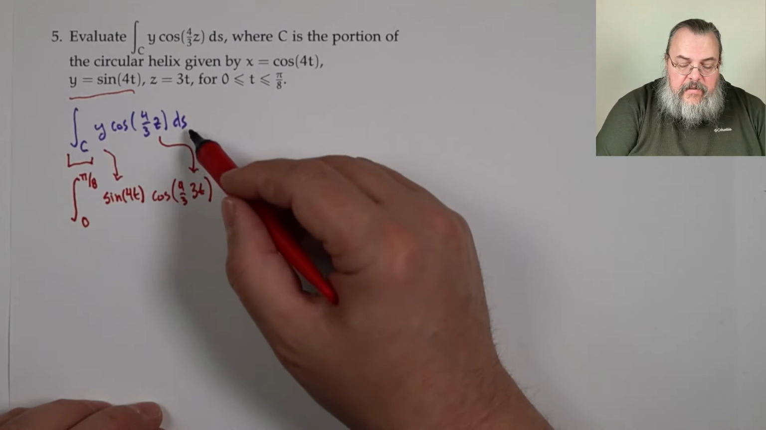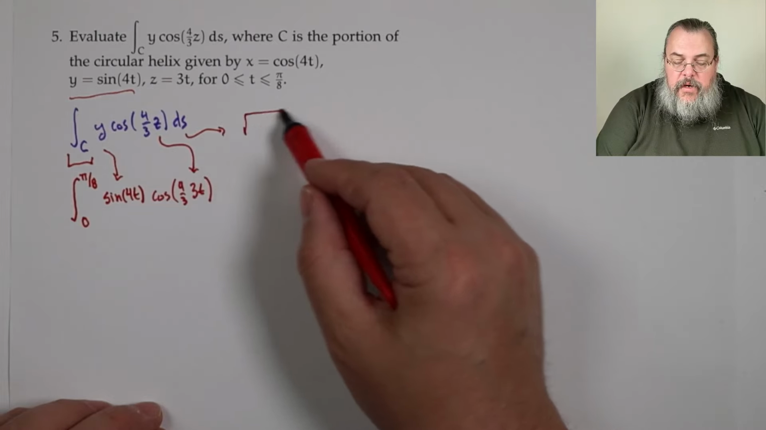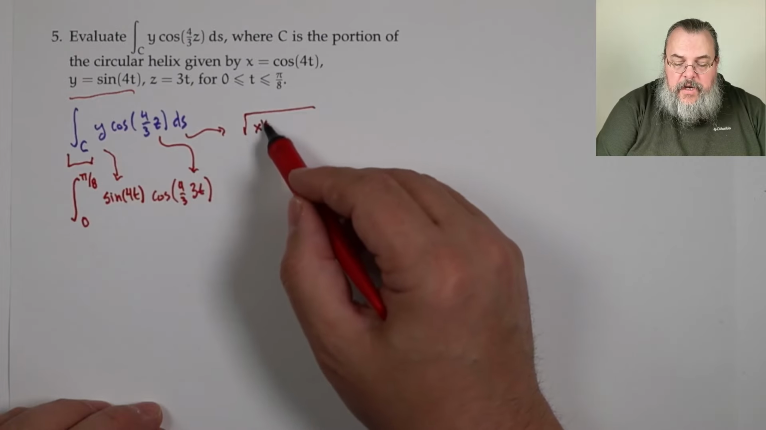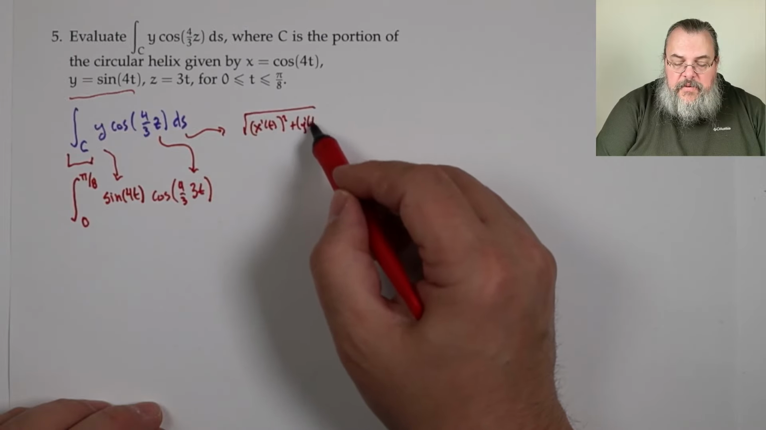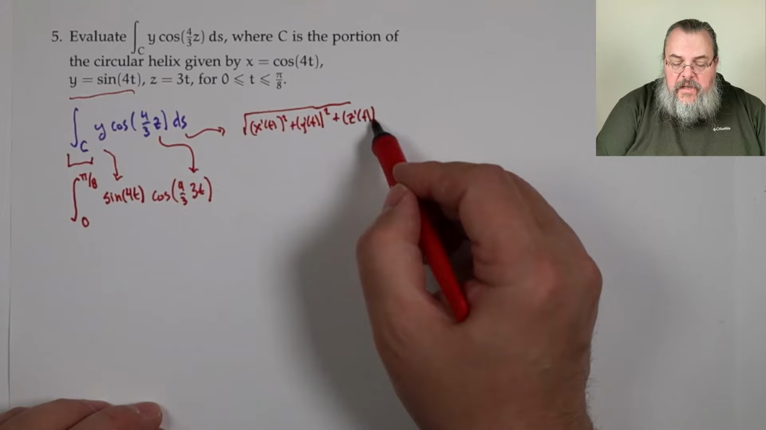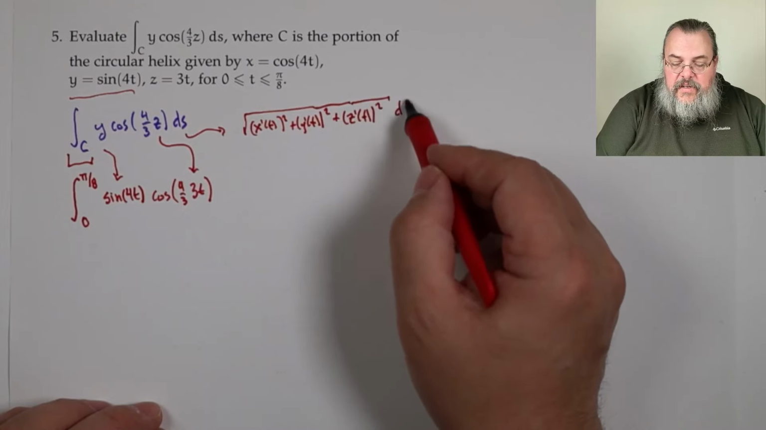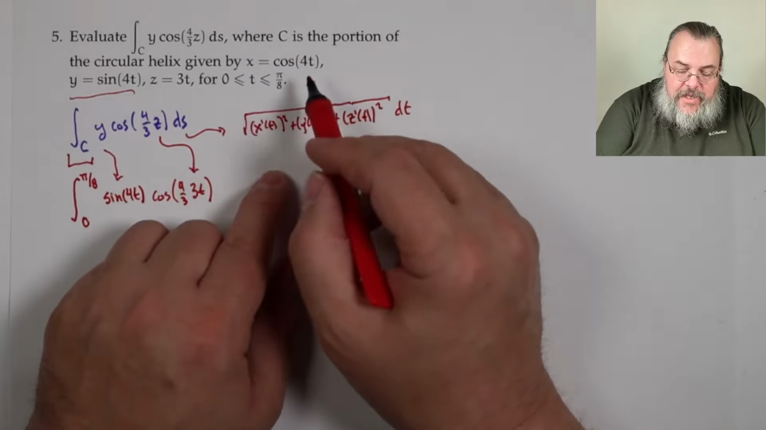And then our ds. Well, let's pause and bring it out to the side. That's going to be the square root of our x prime of t squared plus our y prime of t squared plus our z prime of t squared dt. Okay, so we got to do some computations.